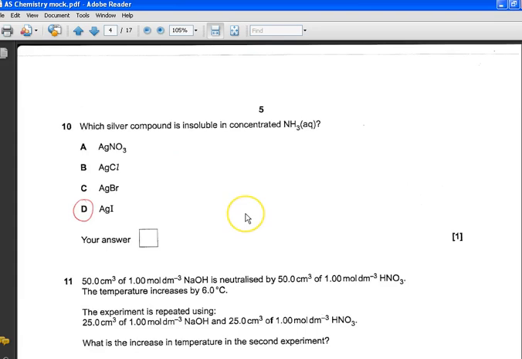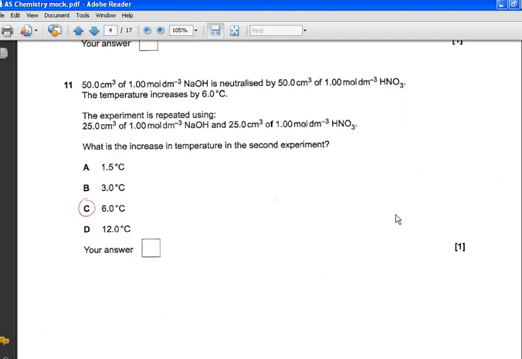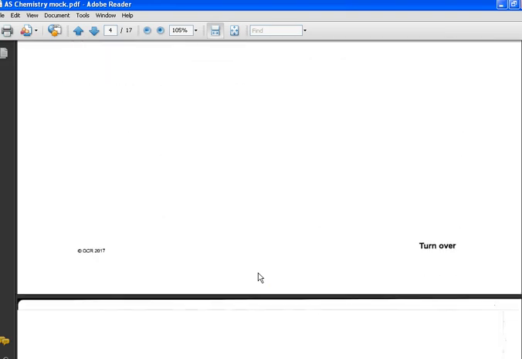Yeah, you just need to know these tests, don't you? That if we add concentrated ammonia to the silver halide precipitates, the one that is insoluble is the iodide. Okay, the increase in temperature here would be the same, because the reaction is the same, basically.